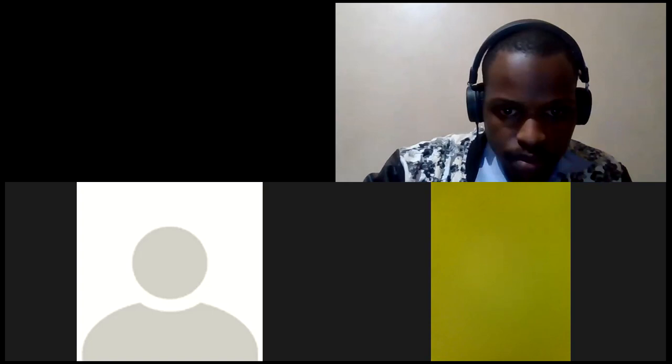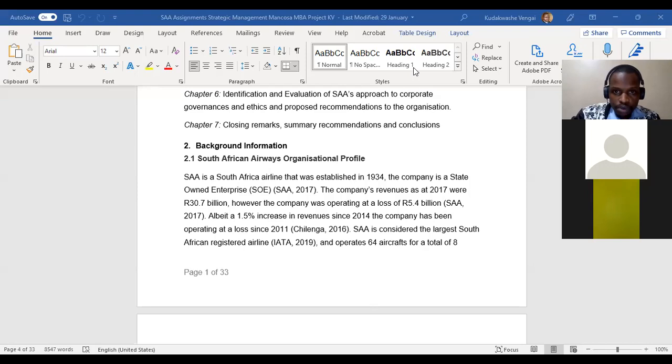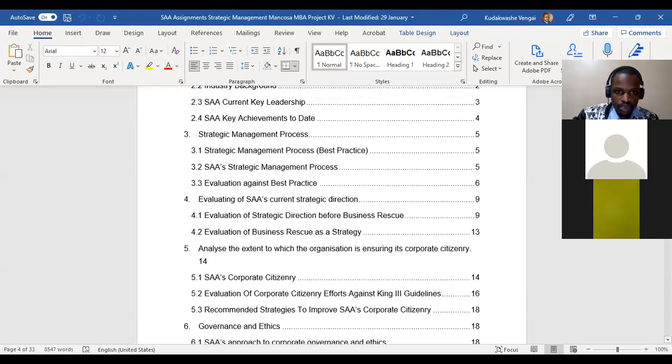So I once did an assignment for South African Airways. That was the organization that I chose for this assignment. So you notice the first section where it says provide a brief background about the company. That's the first section, right? This was my assignment over here. Strategic management.